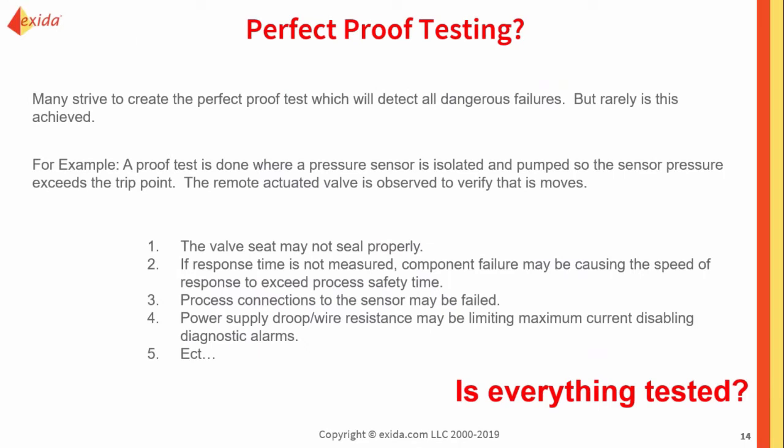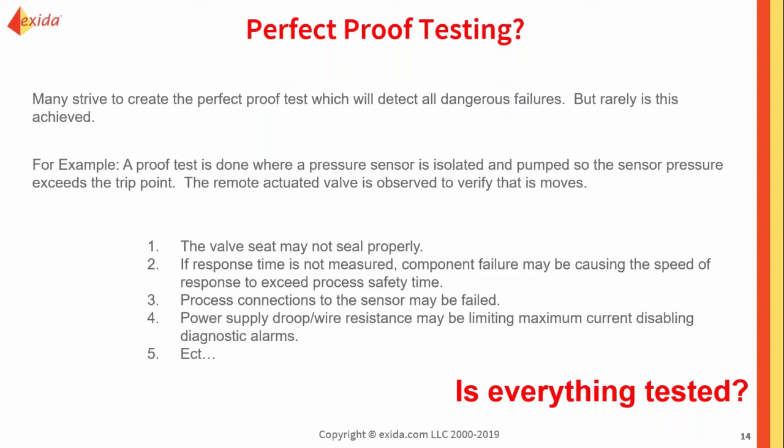Often when we look at proof tests, proof test assumptions and PFD average calculations, we see that the proof test coverage is assumed to be 100%. You did the proof test, well, that means everything's tested, right? Well, stop for a moment. Was everything tested? Let's think here.